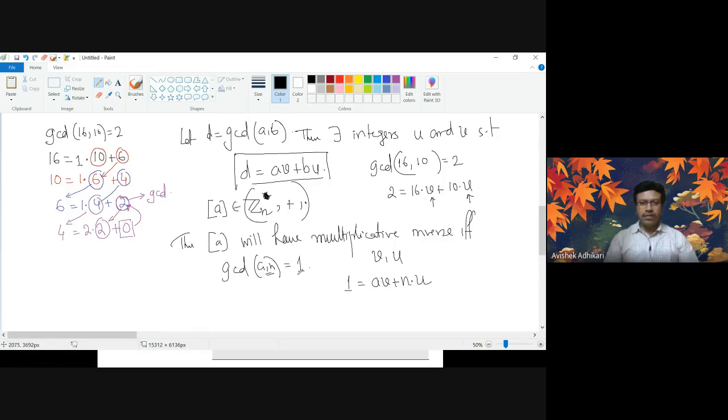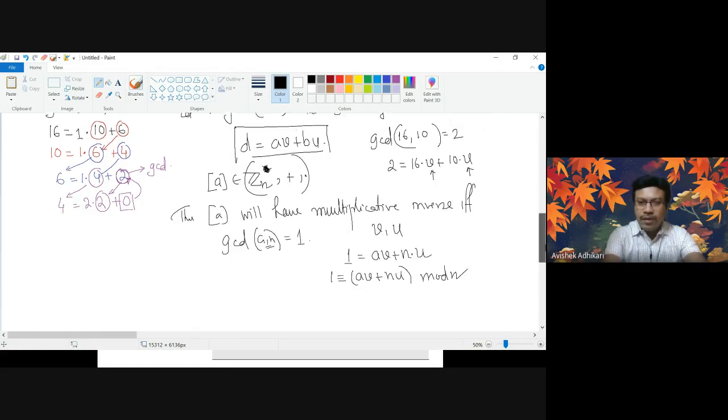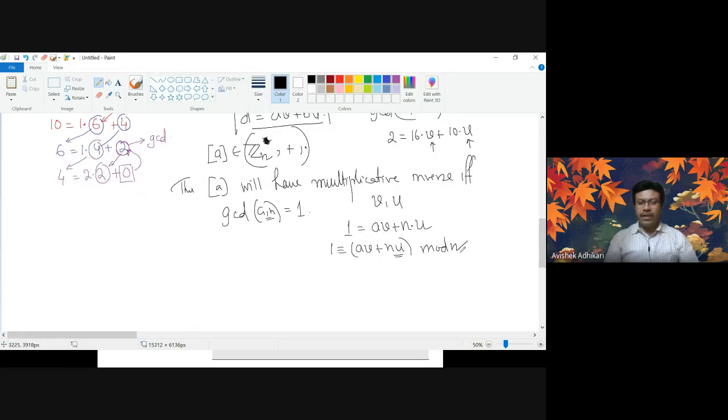According to this, if the GCD is D, then D can be written in terms of this. Now, if you take modulo n on both sides, what will you get? AV plus NU modulo n, right? Now, if I divide NU by n, the remainder will be 0. That means it is the same as AV modulo n. So you can understand that V will be the multiplicative inverse of A. That means A inverse is nothing but your V.